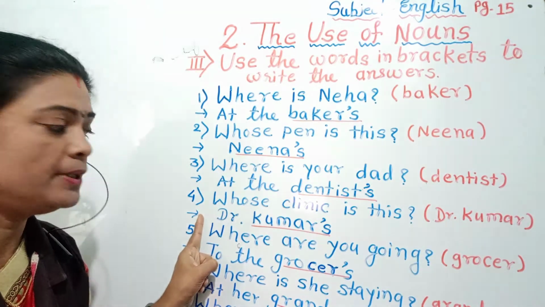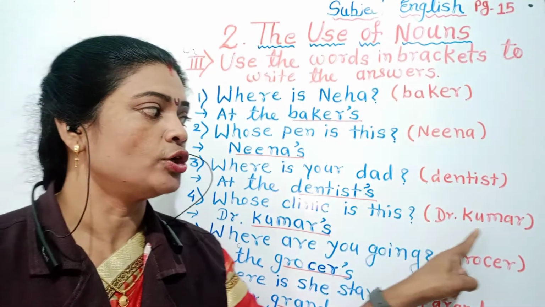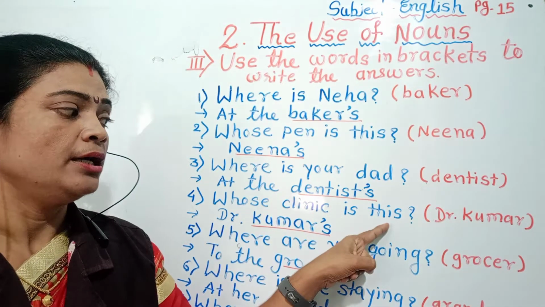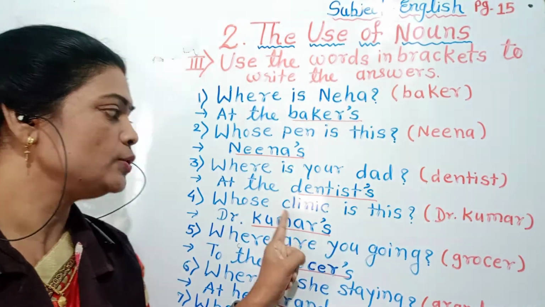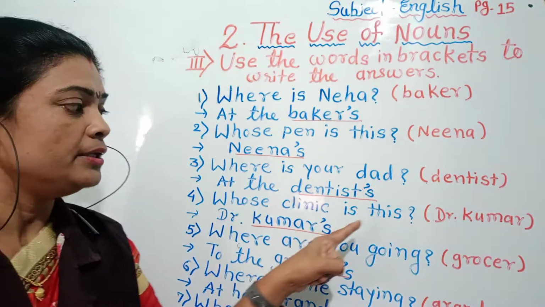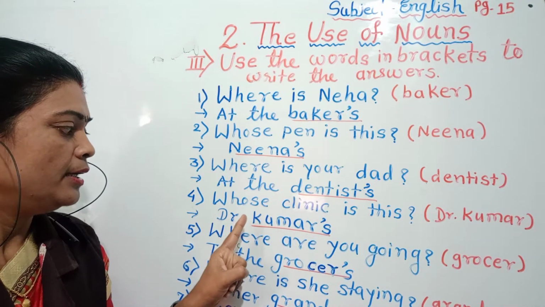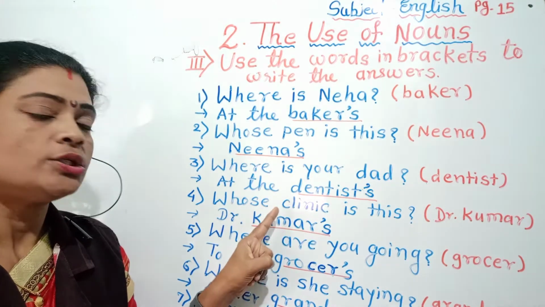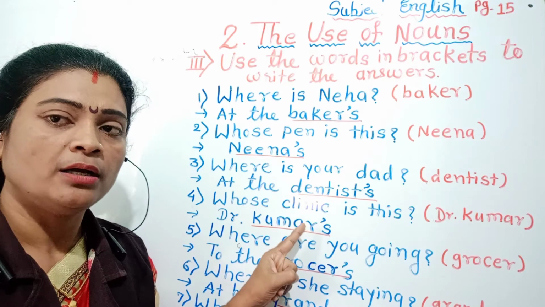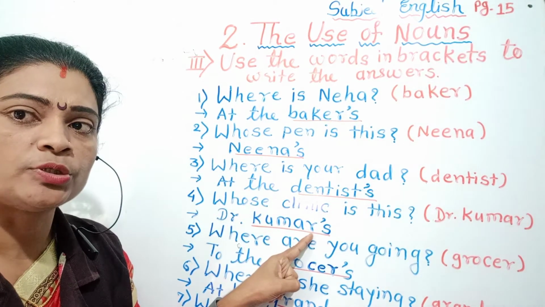Now see the fourth example. The fourth example is whose clinic is this? And in the bracket is given Dr. Kumar. In general, if you ask this question, whose clinic is this, we are telling another person's name. But in this example, there is written one word, Dr. Kumar. So how can you write this answer? Dr. Kumar's. Who is the owner of this clinic? Dr. Kumar is the owner of the clinic. That means we are writing here Dr. Kumar's. We are using apostrophe s here.